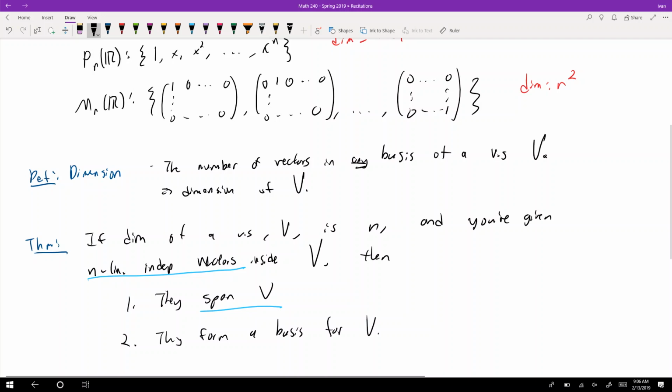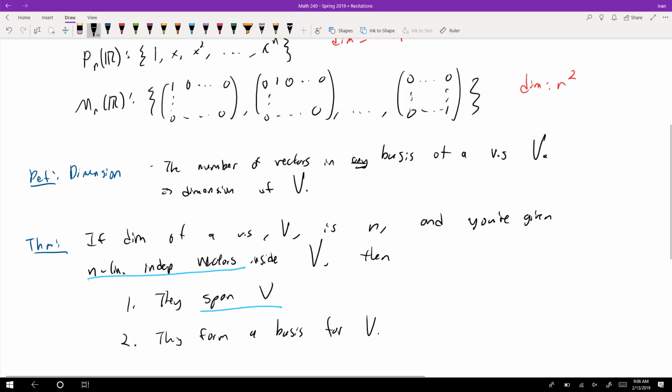All right, so a lot of times if you already know the dimension of the vector space that you're in, all you have to do is show linear independence for the number of vectors you're given, right? So if I give you 4 vectors in a 4-dimensional space, all you have to do is show that those 4 vectors are linearly independent, and then they automatically span by this theorem, and then they form a basis.